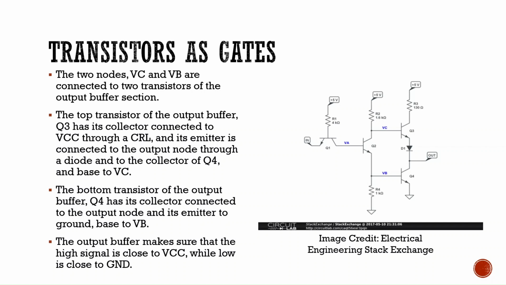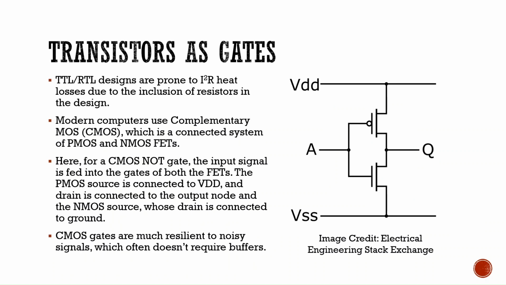You can take a look at the image given on the side to have a little imagery in your head of how this actually works, and not just listen to me rambling along. The output buffer makes sure that the high signal is close to VCC while the low is close to ground. The TTL or RTL designs are prone to I squared R heat losses, which are also known as copper losses, due to the inclusion of resistors in the design.